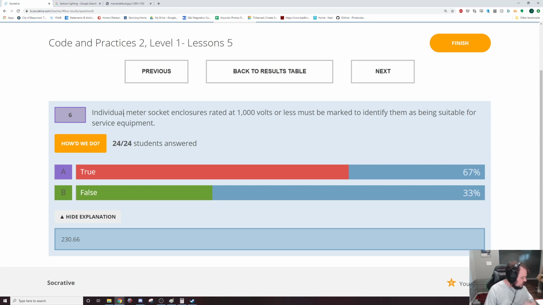Individual meter socket enclosures shall not be considered service equipment, but shall be listed and rated for the voltage and capacity for the circuit. So that is one of those. The first part of the paragraph says that this is true, and then if you read the full paragraph, it says individual meter socket enclosures. So that's one that's going to get a lot of people, and it obviously did.